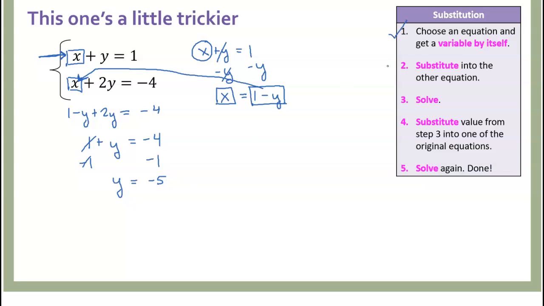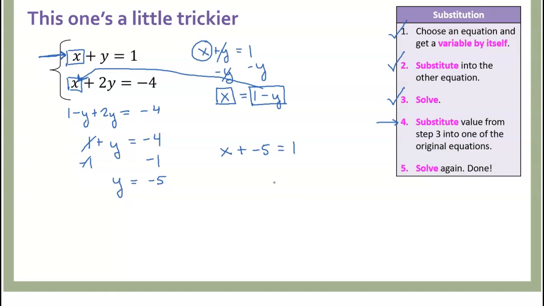So we've done this step, we've done that step, we've done this step. We still need to get an x value though, so we're going to substitute this y into one of the original equations. Let's use the first one. So we have x plus y, but our y value is negative 5, and that equals 1.